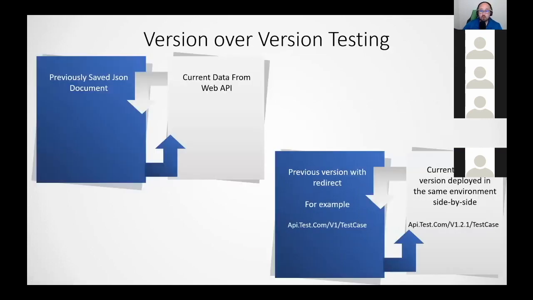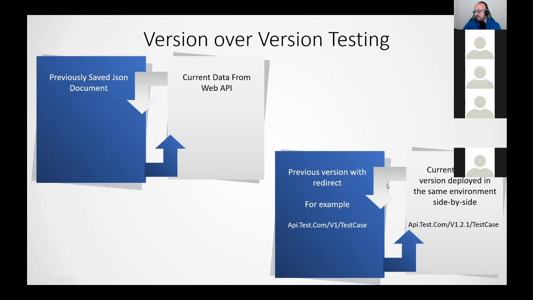So you could do this from a previously saved JSON document, which is what we're going to show in this example. And then you basically take your current data from your web API. You make those requests, you compare them and get the output. So that's great.